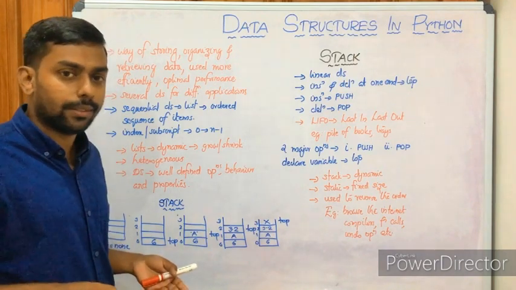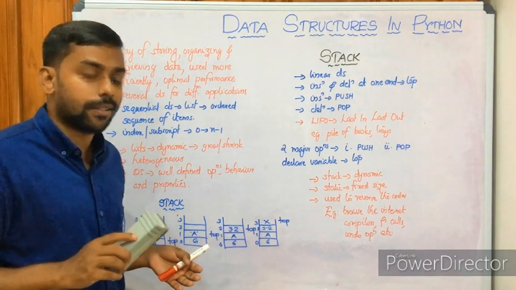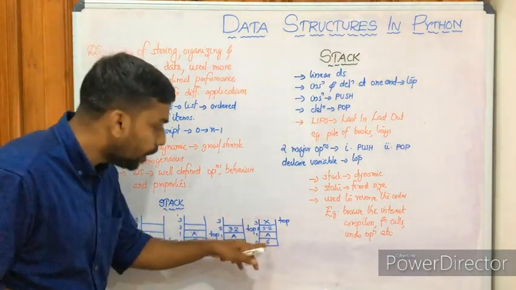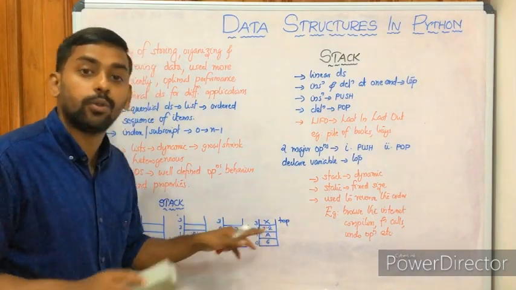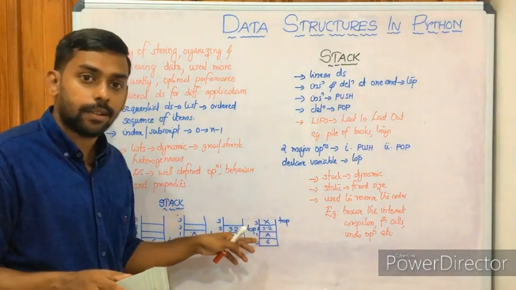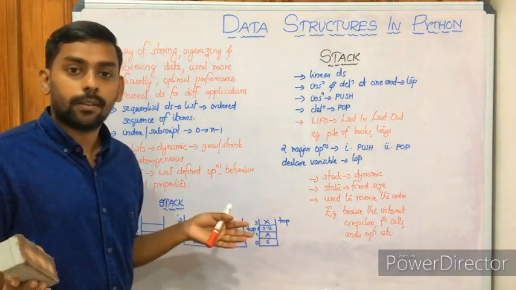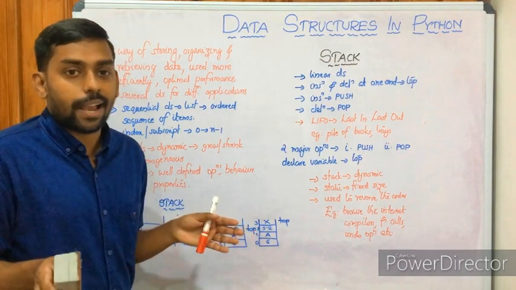What about pop? Which element can be popped out first or deleted first? Here in this case, can you delete 6? No. Can you delete A? No. Can you delete 3.2? No. Because when you try to delete any of these items other than X, what happens? It is not a stack anymore.